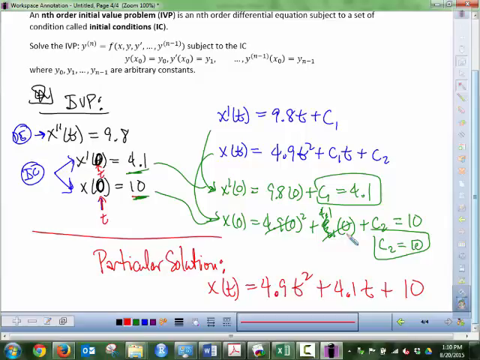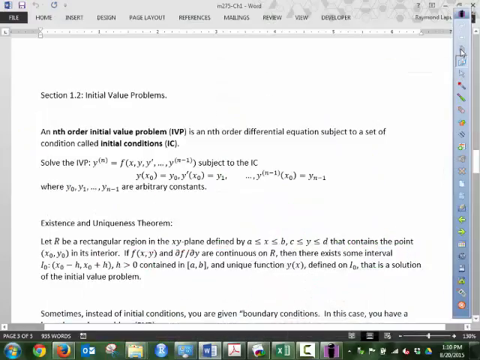So, if you have taken physics or Calc 3, this should be really familiar. This is equations of motion. All right, let's take a look.